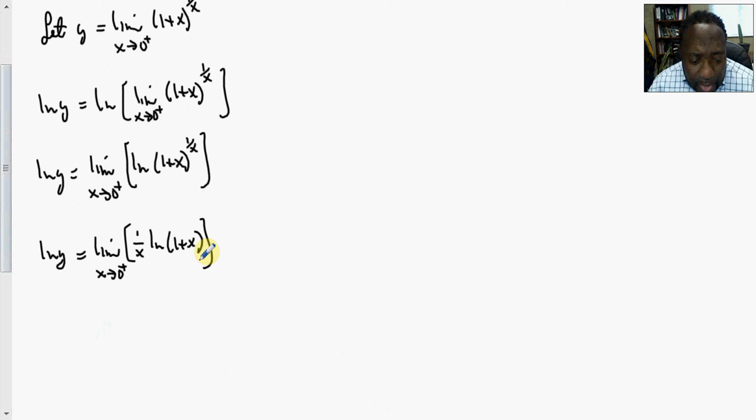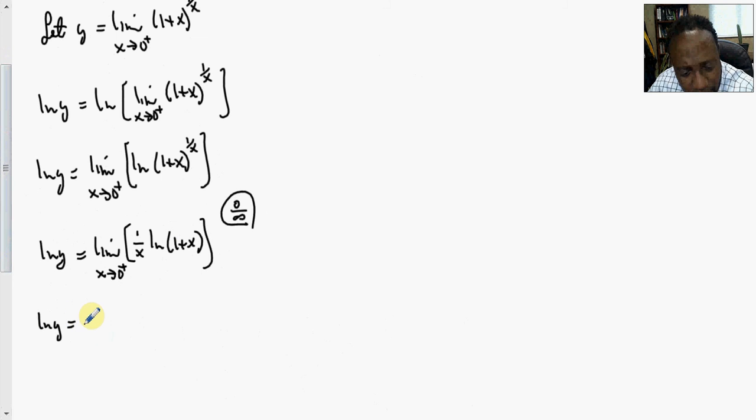So when you check that for an indeterminate form to be able to apply L'Hopital's rule, let's see. We have the natural log of 1 plus x as x goes to 0 from the right. This gives us the natural log of 1, which is 0, divided by infinity. So here this gives us 0 over infinity, again, an indeterminate form.